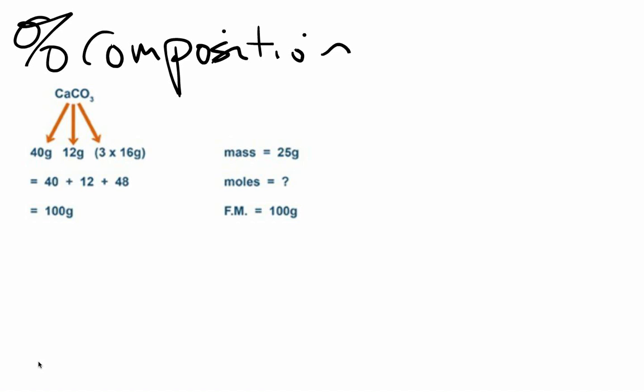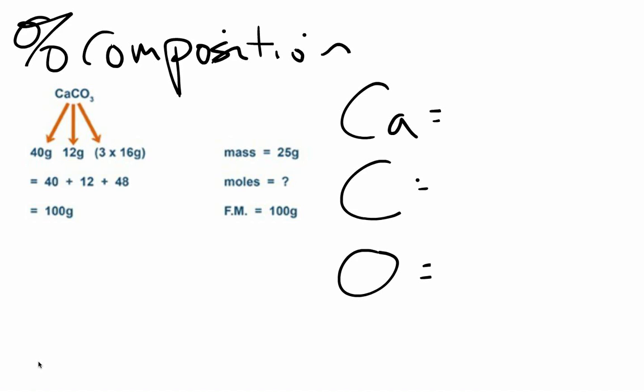And we could have a calculation where they want us to look at the percent composition of the elements in calcium carbonate. So what's in calcium carbonate? Well, there's calcium, there's carbon, and there's oxygen. So we'd look at what is the percentage of each element in this. And we do the percent composition by mass.